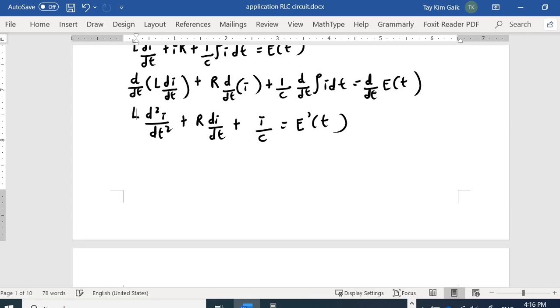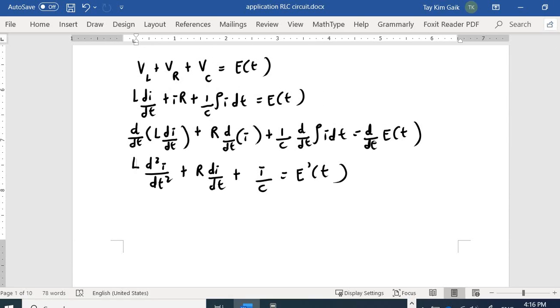So this is the RLC circuit. We have seen in the previous two lectures the RC circuit. There we have only R dI/dt plus I over C equal to E'(t). So it's first order. Now with the inductor, we have the L d2I/dt2.